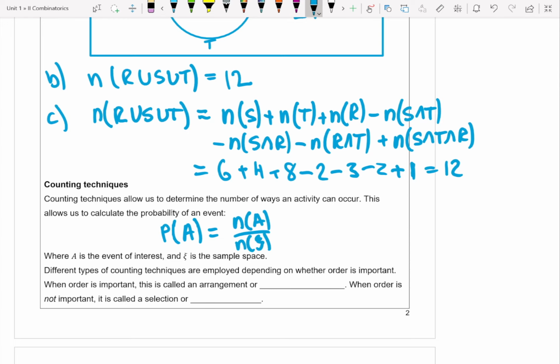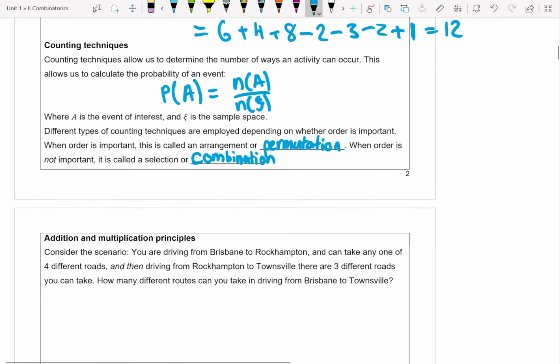Different types of counting techniques are employed depending on whether order is important. When order is important, this is called an arrangement or a permutation. When order is not important, it is called a selection or a combination. So what this means is that you have been lied to your entire life. Combination locks should actually be called permutation locks because the order of the combination matters.